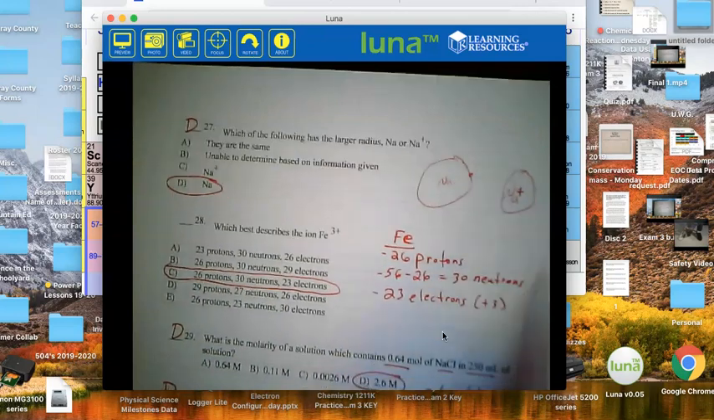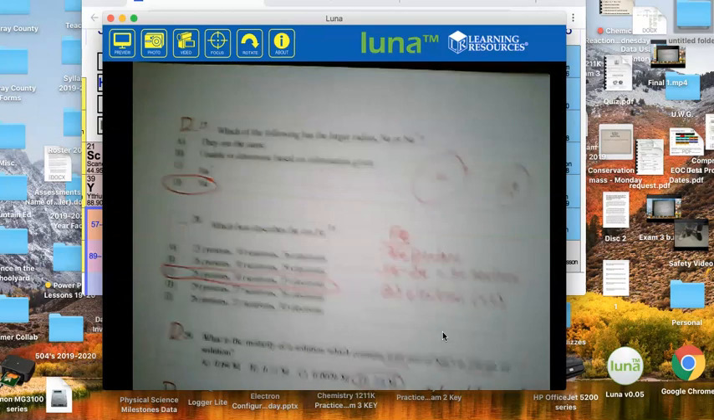Remember, cations are always smaller than their neutral counterparts. And anions are the opposite. Anions are larger than their neutral counterpart. So remember that as well.